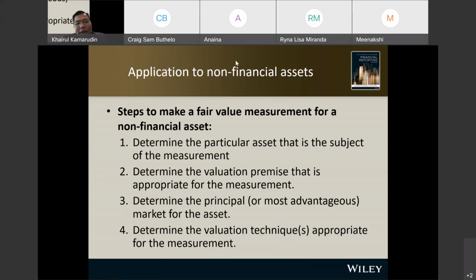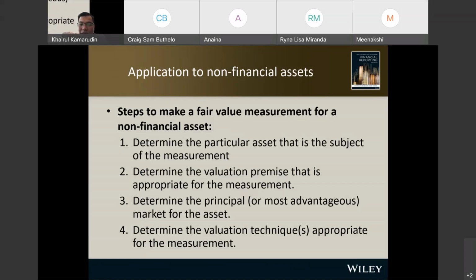What are the steps to make a fair value measurement for non-financial assets? Number one, you need to determine the particular asset that is the subject of the measurement. Which asset do you want to measure? You want to measure the fair value of your building, for example, your house. Determine the valuation premise that is appropriate for the measurement. How are you going to measure that? What is the best way to get the fair value?